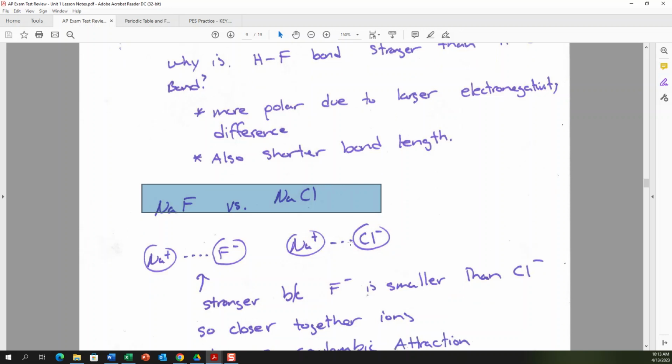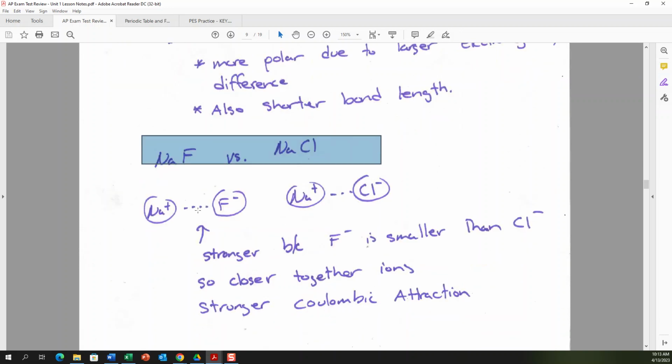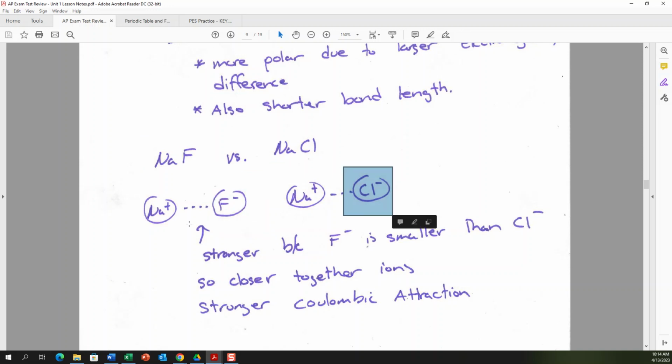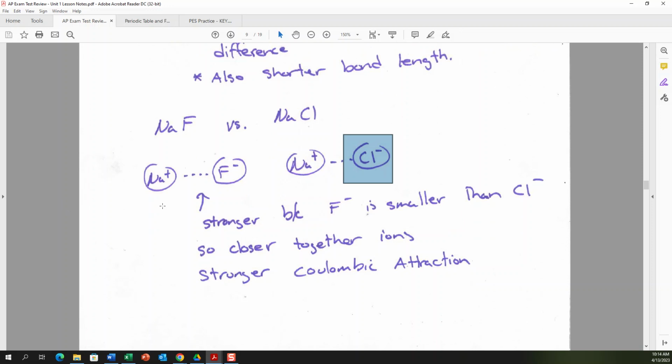So remember, when you're looking at strength in ionic bonds, you're just talking Coulomb's law, all right? Don't talk about electronegativity. It's not because fluorine's more electronegative than chloride. It's because fluoride is smaller than chloride. So sodium and fluoride are going to be closer to each other versus sodium and chloride. So that's going to have a stronger Coulombic attraction, okay? So remember, for ions, you're looking at size. Smaller would mean stronger because they can get closer to each other. But then also you're looking at magnitude of charge. That's the other thing in Coulomb's law, right?